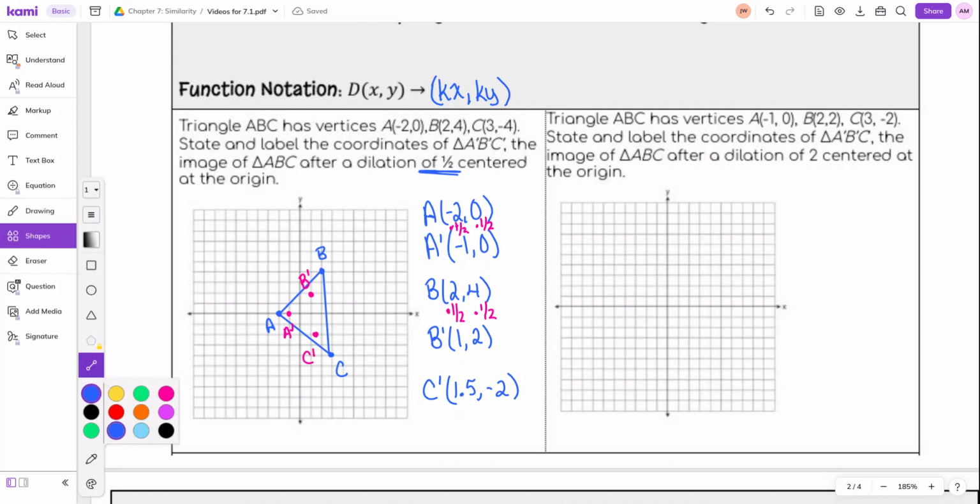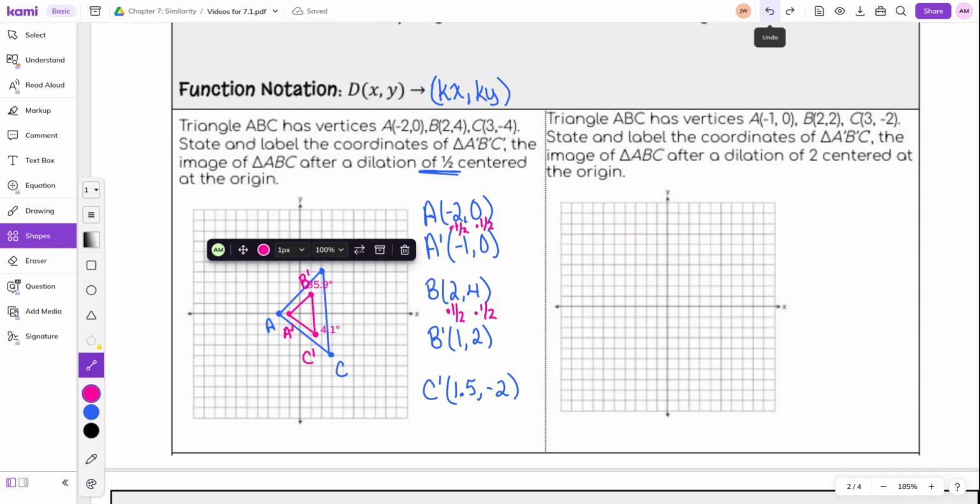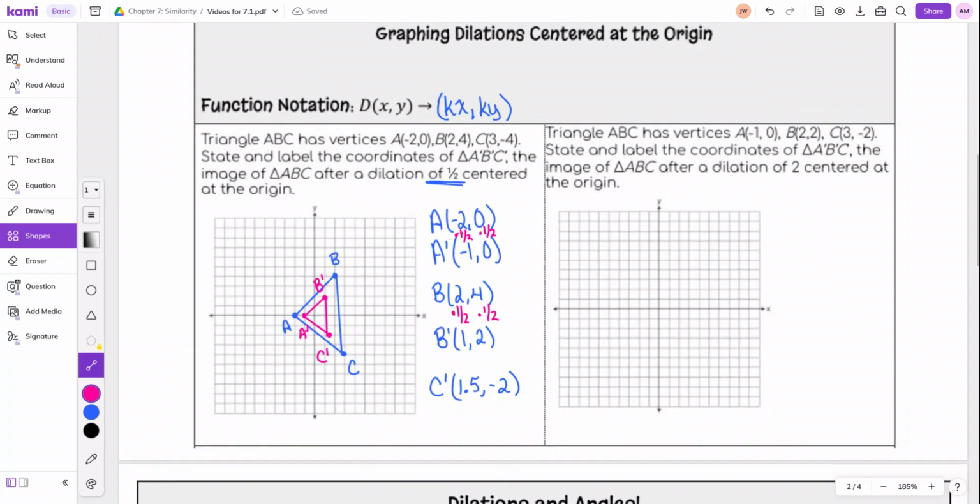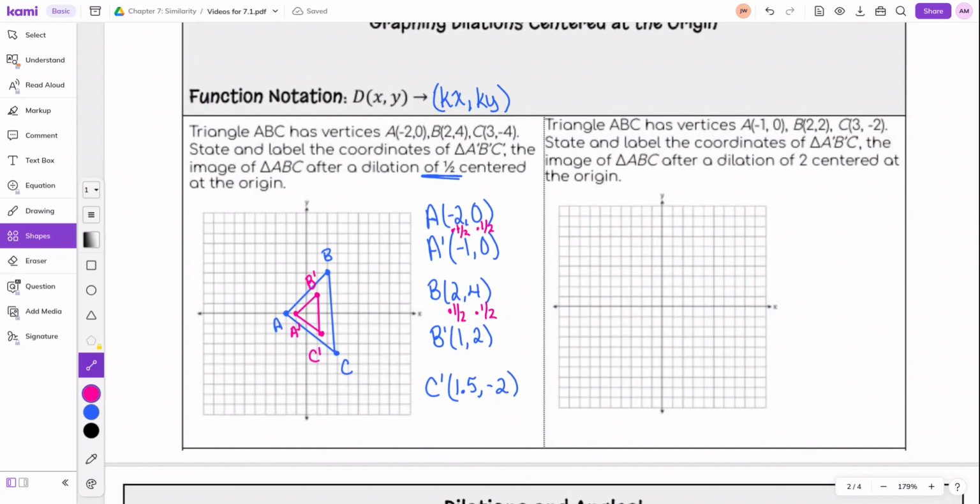Notice that your shape is exactly half the size of the original shape. It is also, if you notice, getting closer to that center, getting closer to the origin. Each point is moving closer.